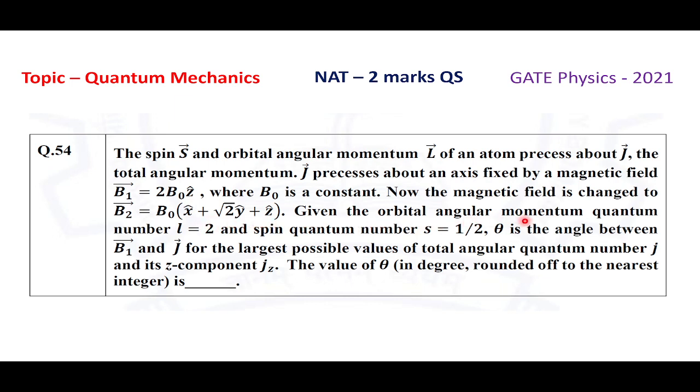Given the orbital angular momentum quantum number L equals 2 and spin quantum number equals half. Theta is the angle between B1 and J for the largest possible value of the total angular momentum number J and its z component, that is J. You have to find the value of theta in degrees, rounded off to the nearest integer. For the case of B2, now that the magnetic field is changed from B1 to B2, you have to find theta for the second case. That's the question. Is there any doubt about the question?